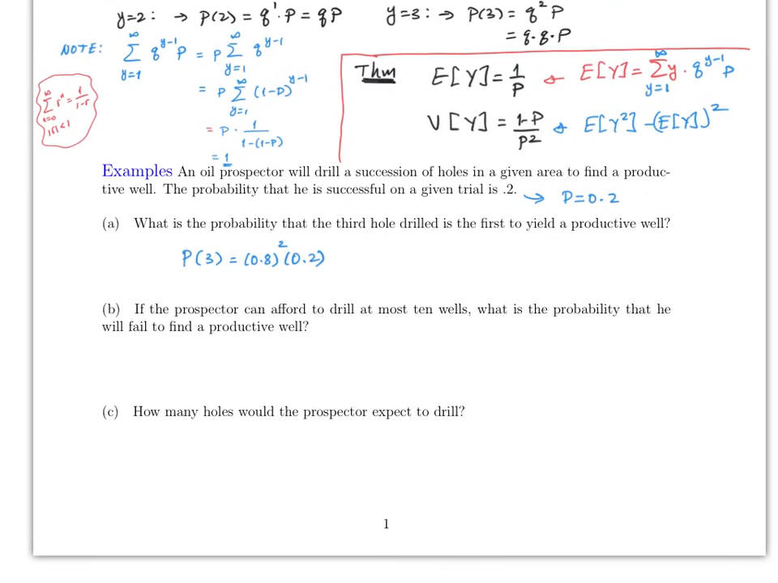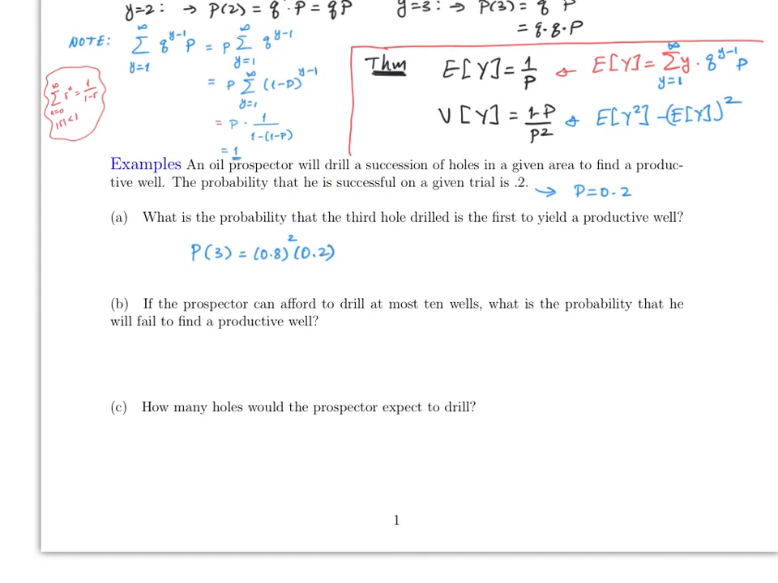Okay, part B is asking the following: if the prospector can afford to drill at most 10 wells, so he can do 10 at the most, what's the probability that he will fail? So that means that he will fail every single time. Or in this case, that means that the first 10 were not productive. So that will be just 0.8 to the 10th power.